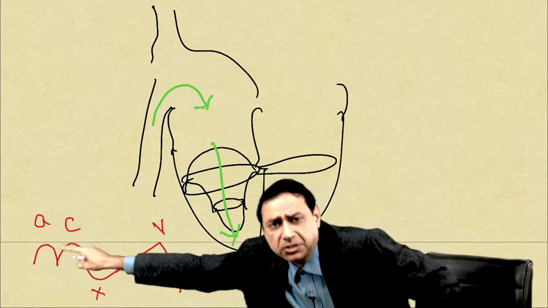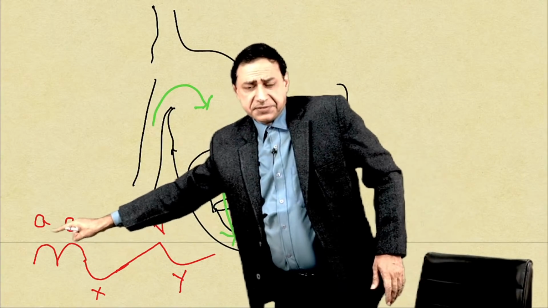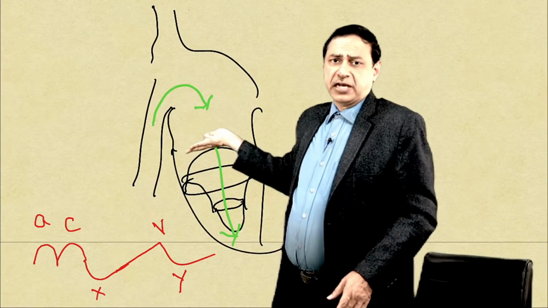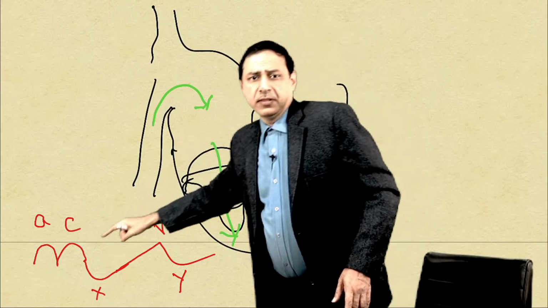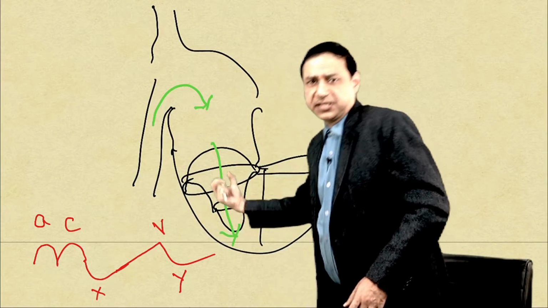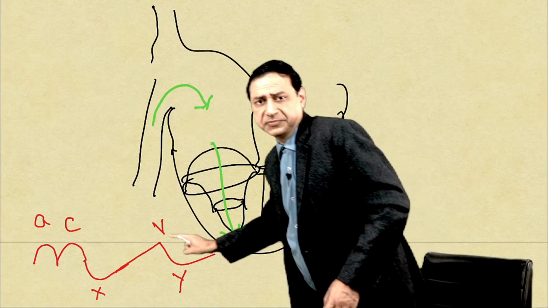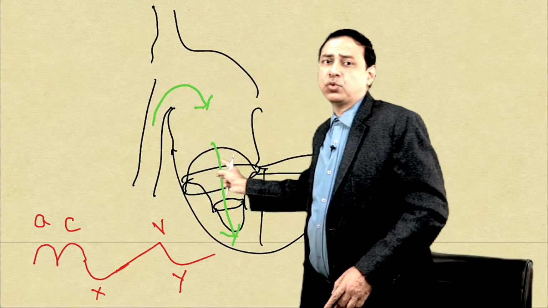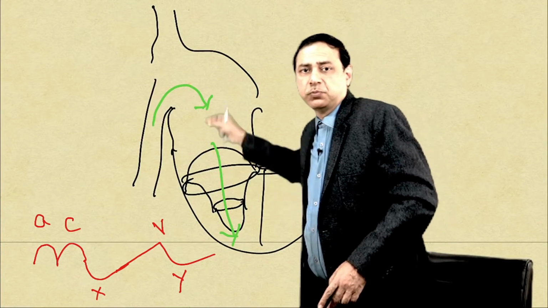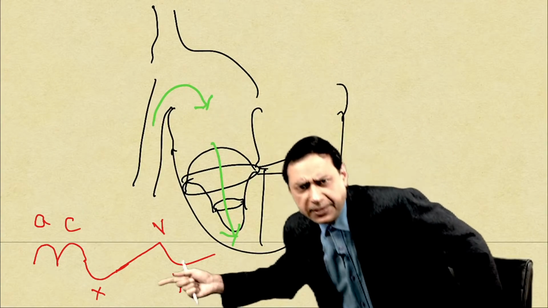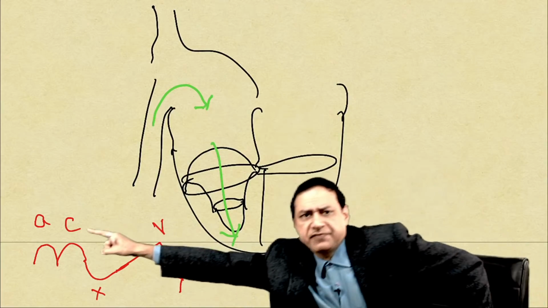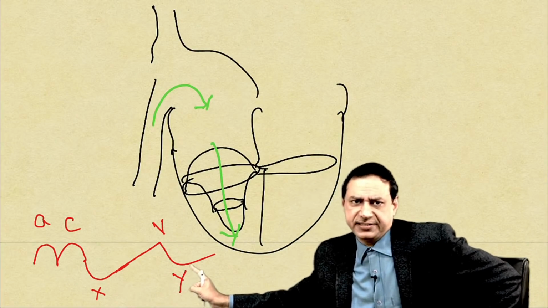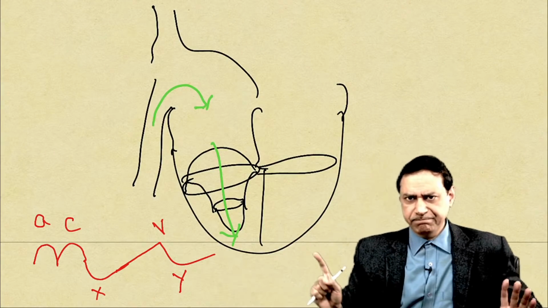So A wave is because of atrial contraction. This contraction is because of the bulging of the tricuspid valve. X descent, tricuspid ring pull down. V wave, venous return. And Y because of the opening of the tricuspid valve. This valve opens, blood goes from here to here. Okay, so these are the 5 waves. 3 positive waves, A, C and V, and 2 negative descents, X and Y descent. A, C, X, V, Y.